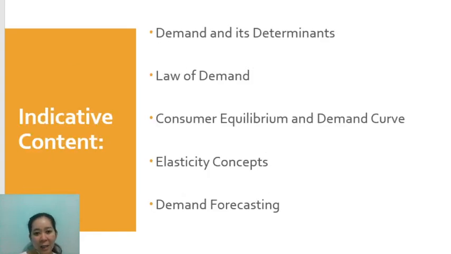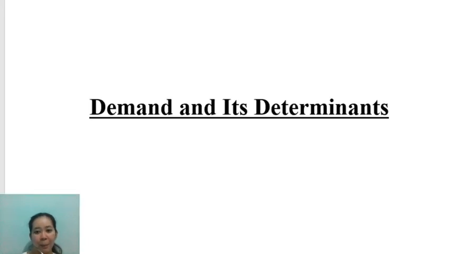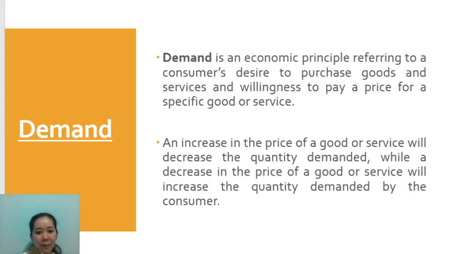So for the indicative content, demand and its determinants. So these are the things that we have to discuss as part of the topics of this module. Second is the law of demand. Third, consumer equilibrium and demand curve. Okay, fourth, elasticity concepts, and the last will be demand forecasting. So for the first topic, we will discuss demand and its determinants.